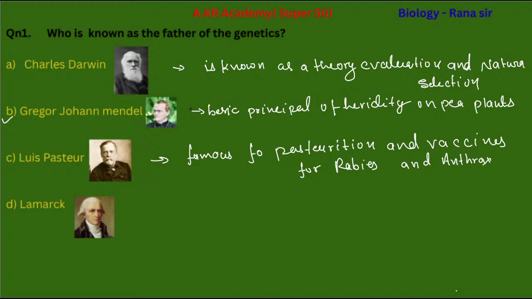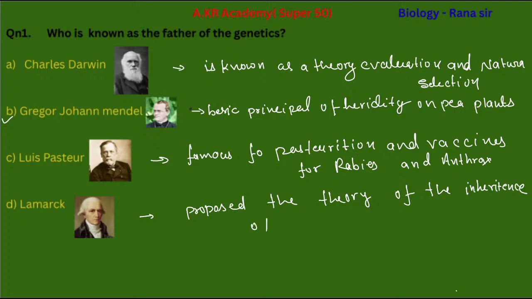Fourth one is Lamarck. He is known for the theory of inheritance of acquired characteristics. This is a picture of Lamarck.